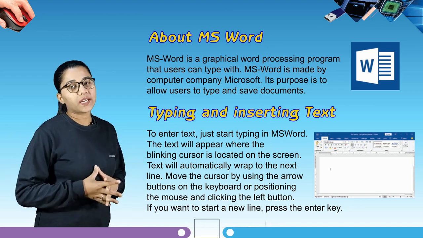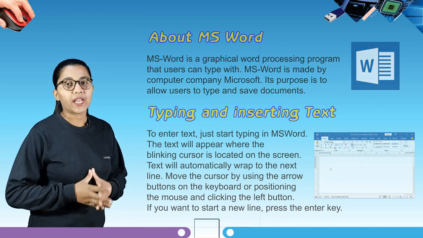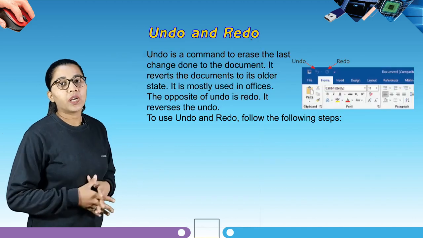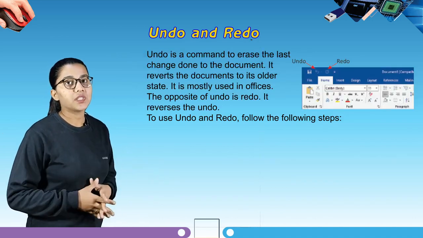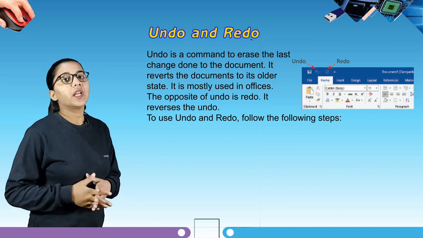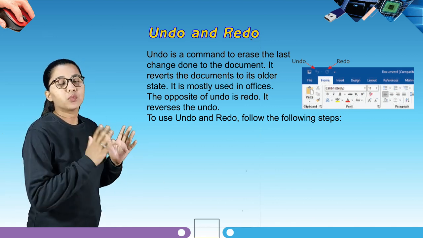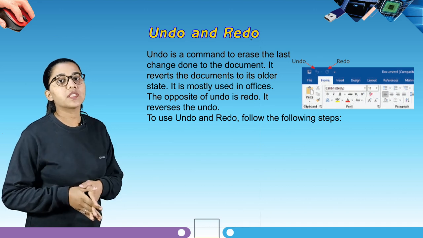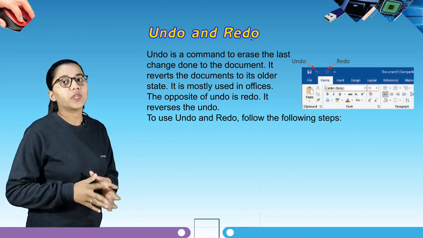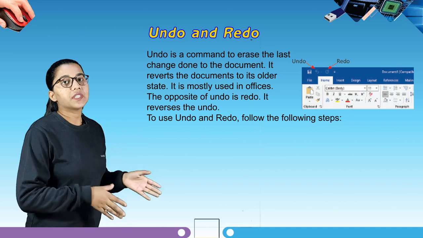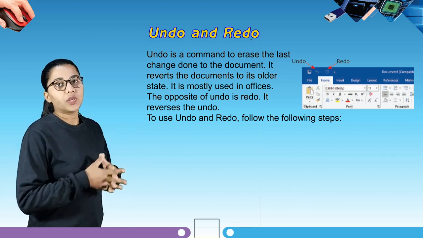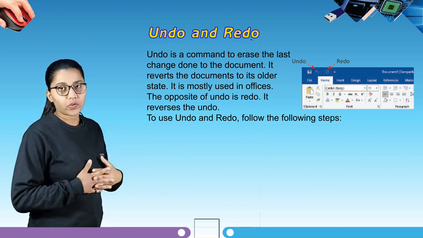Now students, let's move to our next topic, that is undo and redo. Undo is a command to erase the last change done to the document. It reverts the document to its older state. It is mostly used in offices. The opposite of undo is redo. It reverses the undo. To use undo and redo, follow the following steps.